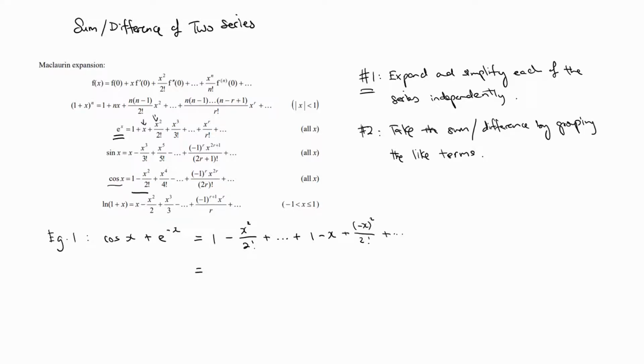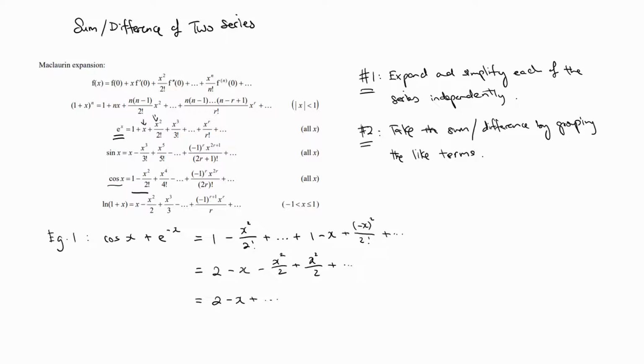Now this is done for step number 1, so we can move on to step number 2. We'll take the sum or the difference accordingly by grouping the like terms. So we have the constant, which makes up to 2. Then we also have a single x term, which is just minus x. For the x squared term, it would be minus x squared over 2, since 2 factorial is just 2, and then plus, in this case, x squared over 2. So in that case, these cancel out. What we are left with is just 2 minus x, plus dot dot dot.